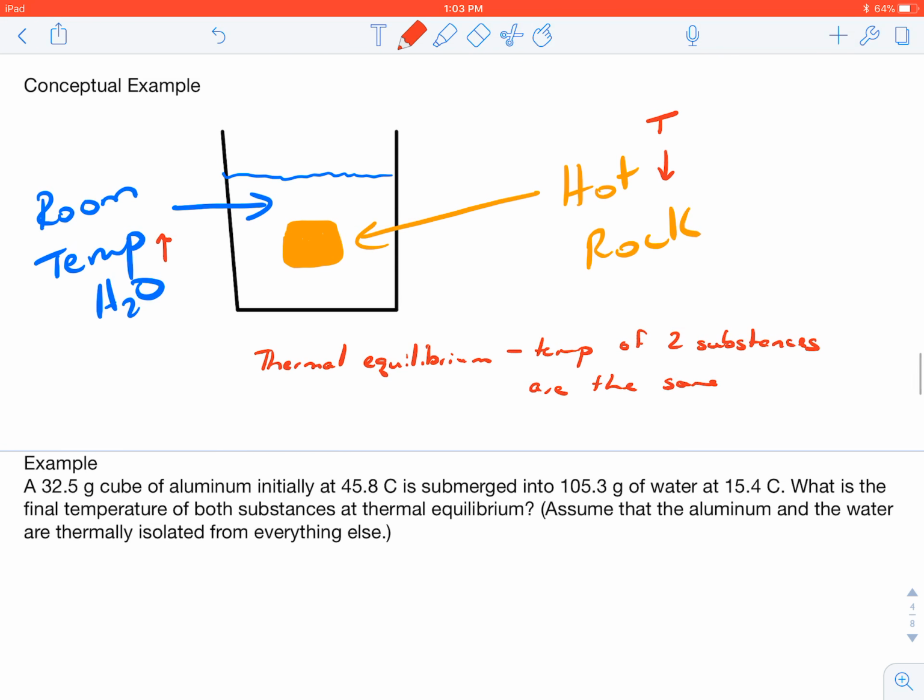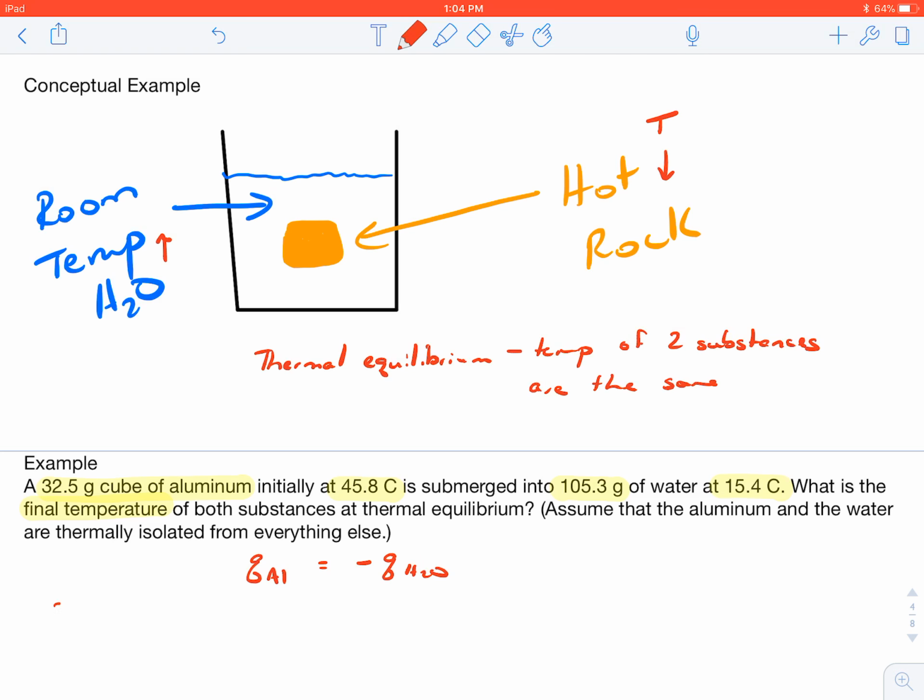So let's look at a practice example right here. We have 32 grams of aluminum, and its initial temp is 45.8 degrees C. It's submerged in 105.3 grams of water at 15.4. What's our final temp at thermal equilibrium? There's that word again. And we're assuming that the aluminum and water are thermally isolated from everything else, which means there's no heat lost or gained to the other surroundings. So basically what we have here is Q of the aluminum is going to equal negative Q of our H2O, because what is lost by aluminum is gained by water.